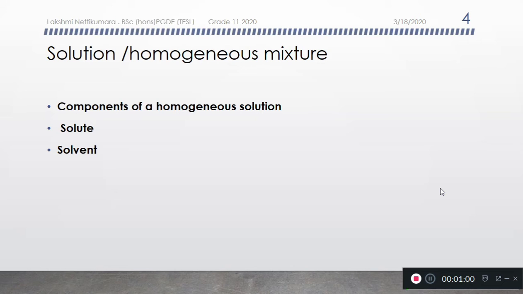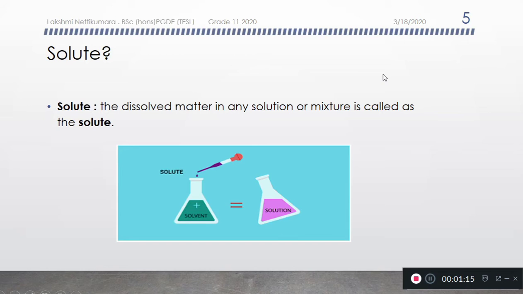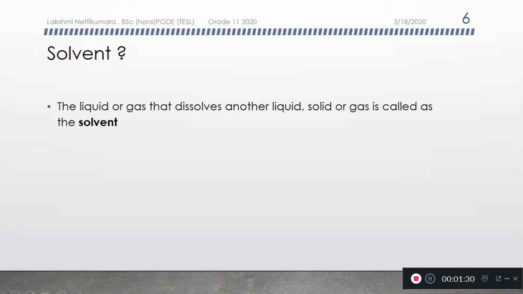As I mentioned in the first video, homogeneous mixtures can also be referred to as solutions. In a solution, there are two components, namely solutes and solvents. What is a solute? A solute is the dissolved matter in any solution or mixture. In Sinhala, it is called ද්‍රව්‍යය. ද්‍රව්‍යය යනු ද්‍රාවකයේ කැටි ද්‍රව්‍ය ප්‍රමාණයයි.